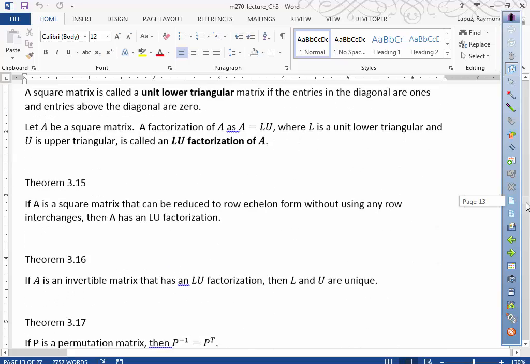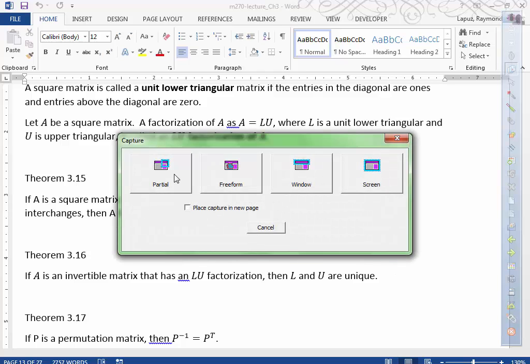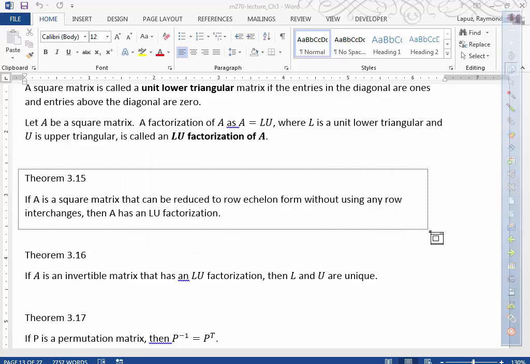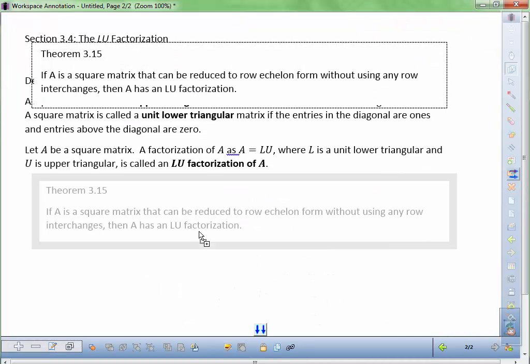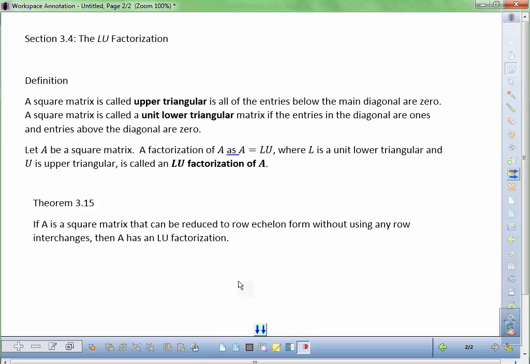So here are a couple theorems that we're not going to prove. If a square matrix can be reduced to row echelon form without any row interchanges, that's the row swapping elementary row operation that we tried to avoid, then you have an LU factorization. And if it's necessary to swap at some point, then again we'll have a workaround where we'll allow for that swapping to happen in the beginning before we start doing our row reducing.